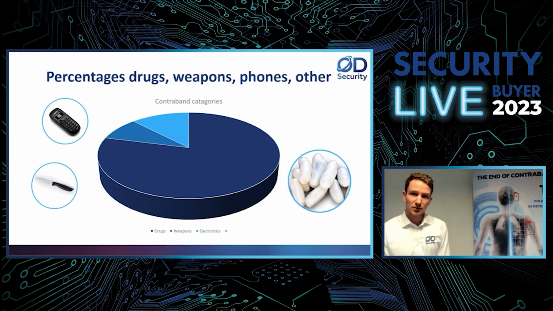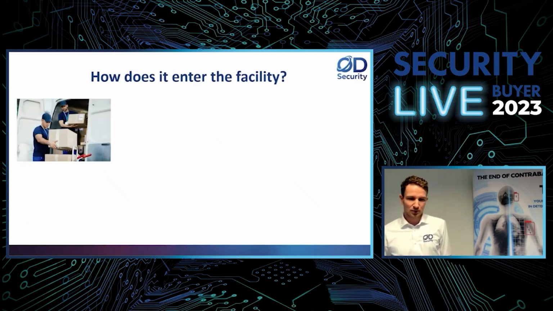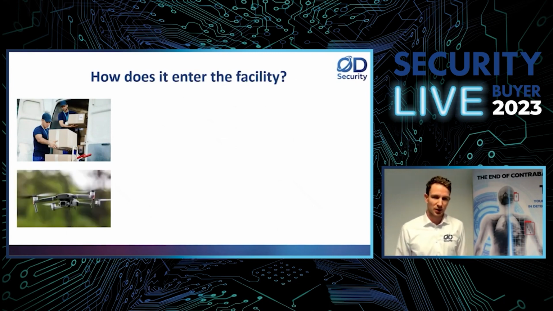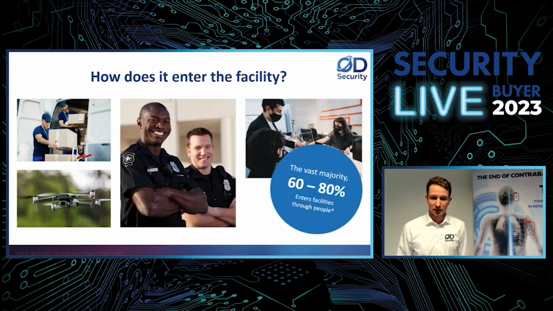If we look at these categories, what we mainly see in our prison is drugs. Besides, we find weapons and phones and electronics as well. So how does it enter the facility? There are many different ways contraband can be smuggled into facilities. For example, through parcels, but it's also possible that items come in through drones. But the vast majority is coming in through people, actually.